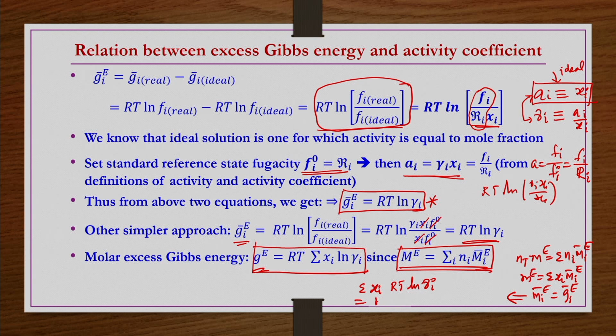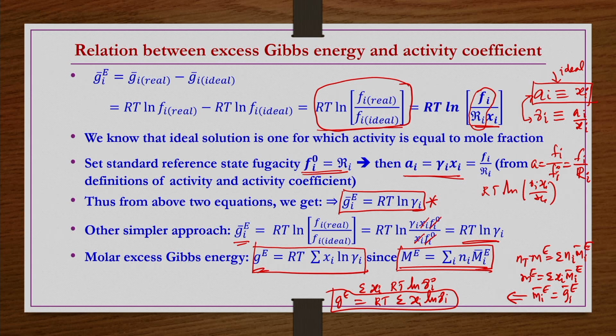If you take RT common, you can write RT sigma xi ln gamma i as nothing but Ge. That means, if you have information about Ge, then you can find out the activity coefficient of individual components.